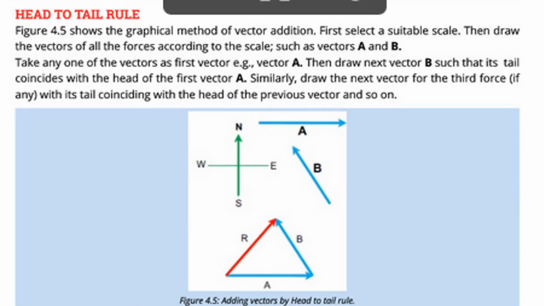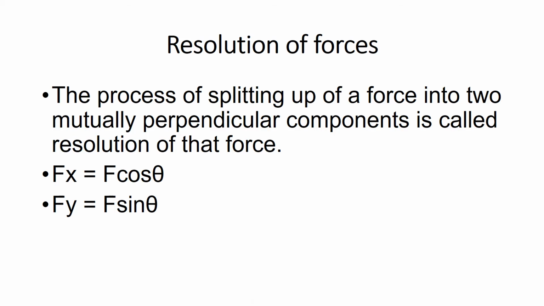And in the head-to-tail rule, we are either given the direction or the angle, and we have to draw the vectors according to the angles or the given directions. And here in the diagram, the red line is the resultant of the forces A and B. And how can we resolve the force into its components?